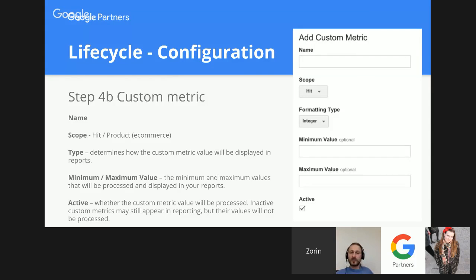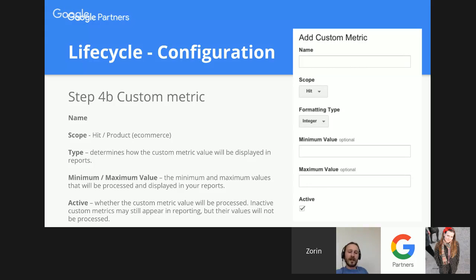Product scope can only be used if you use e-commerce tracking. If not, you will only be able to use hit scope custom metrics. Then you choose the type. There are only three types of custom metrics, or let's say formatting types, that you can use. It's either integer, so you're basically just pushing numbers. Then you have currency, which is extremely useful if you want to import profit or any kind of monetary values. And then you have time, which is also a really valuable piece of information if you want to track something like how long the user needed to fill out the form. So in this case, you can use custom metrics of type time.